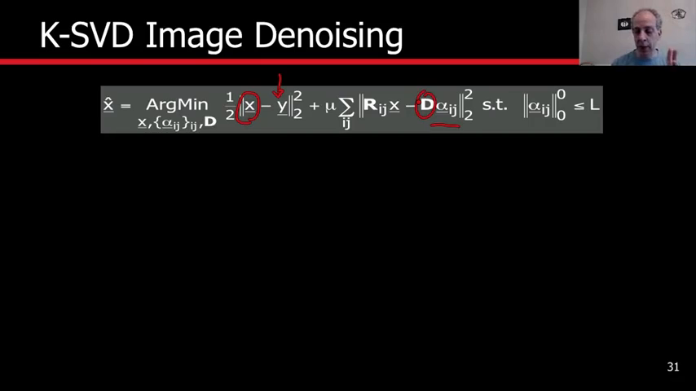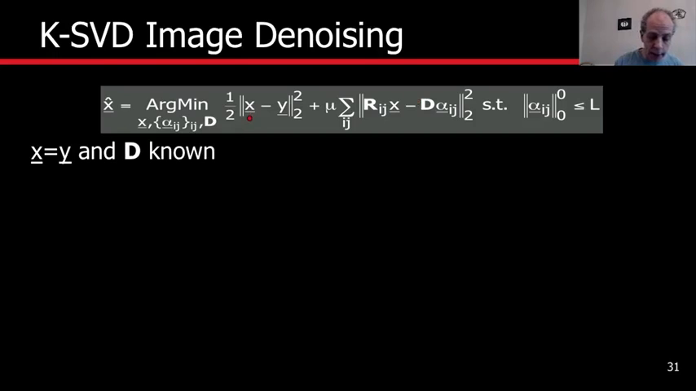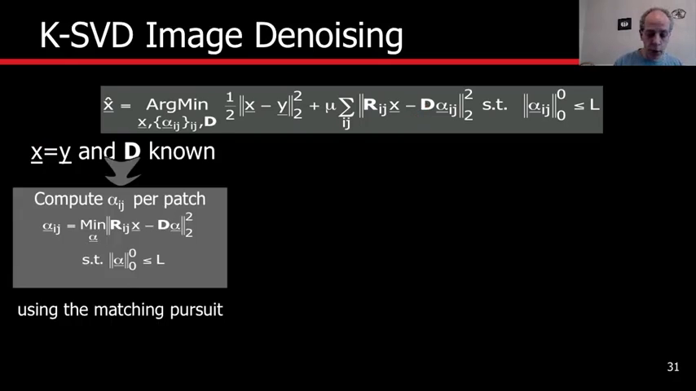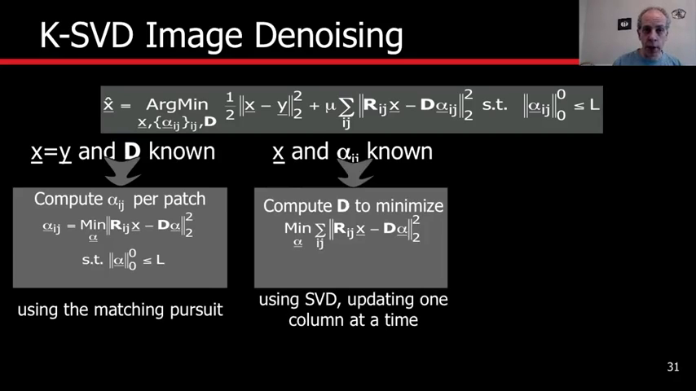So we have three things to optimize for. The basic idea is very simple. You fix two, you optimize for the third one. For example, you ignore X, and you assume that X is fixed. So you ignore this term, you fix D, and you do sparse coding. That's the first part of KSVD. Then you fix the code and you update the dictionary. And this is basically an iteration.